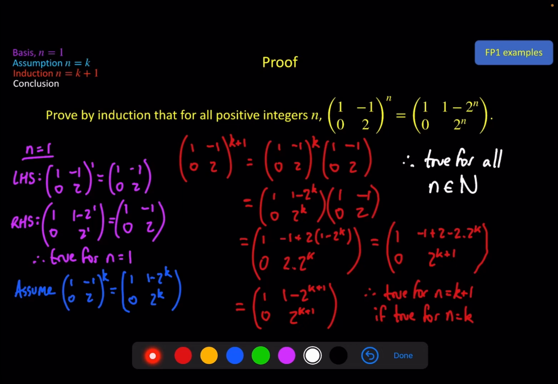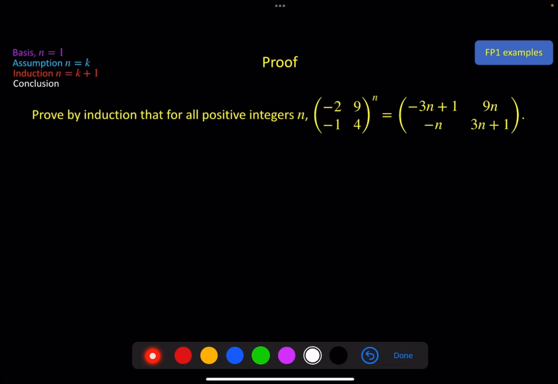I keep saying natural numbers on these videos. In the textbook, they use positive integers, this symbol, but that's the same thing, natural numbers and positive integers. Final example of the module, prove by induction that for all positive integers n, this to the power of n is equal to this. Same idea, nothing funny going on here.